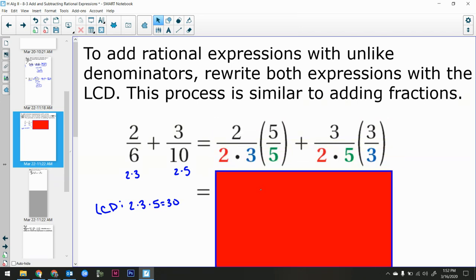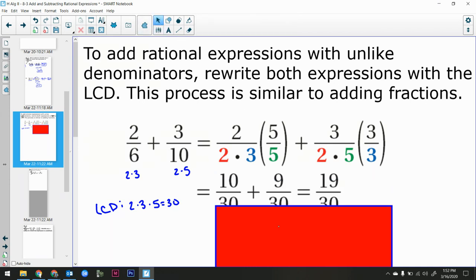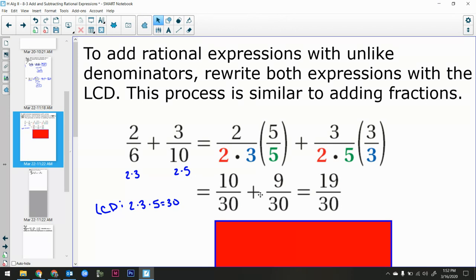Okay, now, remember, keep it at its prime factorization here. You have to think about, okay, what does 6 need to get to 30? I needed that extra factor of 5. So I multiply on both numerator and denominator by that factor that's missing. Here, this was 2 times 5, so I need to get the 3 in. So multiply numerator and denominator by 3, okay? And then we would just add accordingly, okay?